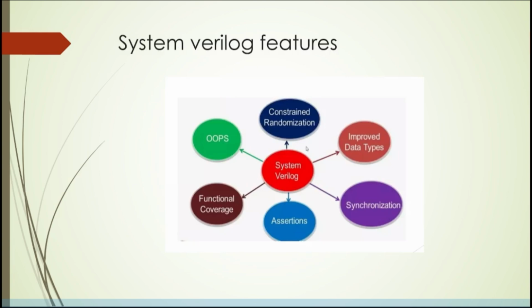Right. So what are the main features of SystemVerilog? The first thing is improved data types, and the synchronization between RTL and testbench, which is very important and is enhanced in SystemVerilog, right? And then assertions, coverage, OOPs concepts, constrained randomization. So these are all the important features. If someone asks you what the important features in SystemVerilog are, you can just give this answer.